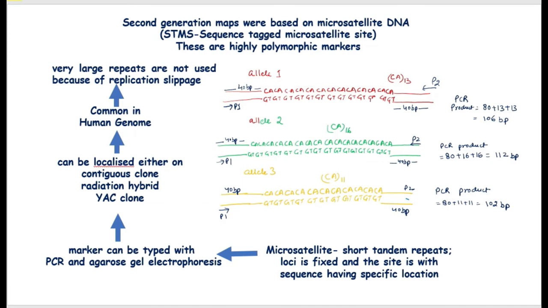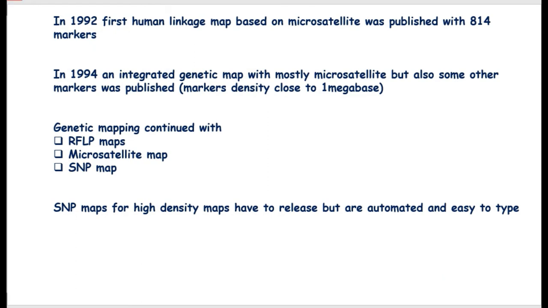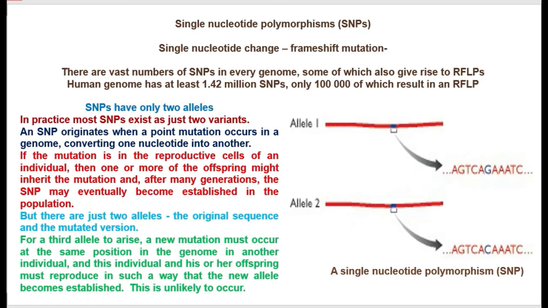These are common in the human genome, and very large repeats are not used because of replication slippage. We have already discussed linkage markers: in 1992, the first linkage map based on microsatellites was published with 814 markers. An important category of very abundant markers were single nucleotide polymorphisms. These basically result from point mutations, and they also have two alleles, but their number in the genome is very abundant. For example, in allele 1 this is G, and in allele 2 this is C.